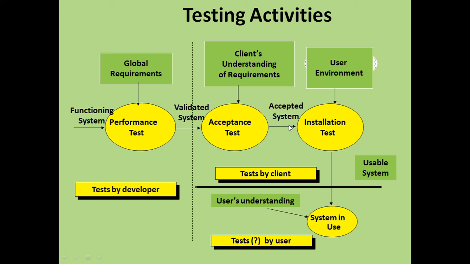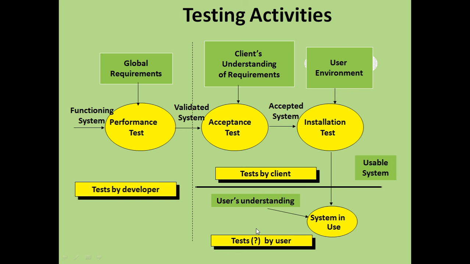Once the client accepts it, then it is tested in the user environment. Till here it has been tested on the developer's side. Here the environment created for the software is that of the user environment, where it eventually has to be installed, and the installation test takes place, and we now have a usable system, that is, the system is in use, according to the user's understanding. So these are the tests by the user.